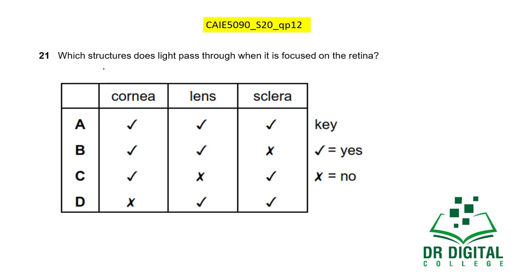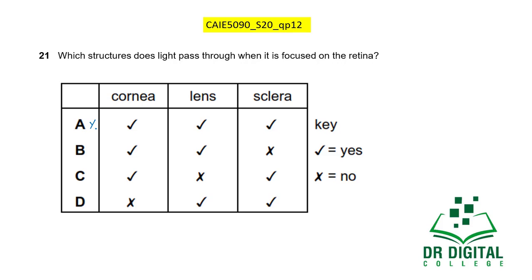In this question, which structures does light pass through when it is focusing on the retina? Cornea, lens, and the sclera. You know that sclera is the part of the eye white where there is no cornea. The white part of the eye it is. Okay, so it will pass through the cornea, it will pass through the lens, but not through sclera.